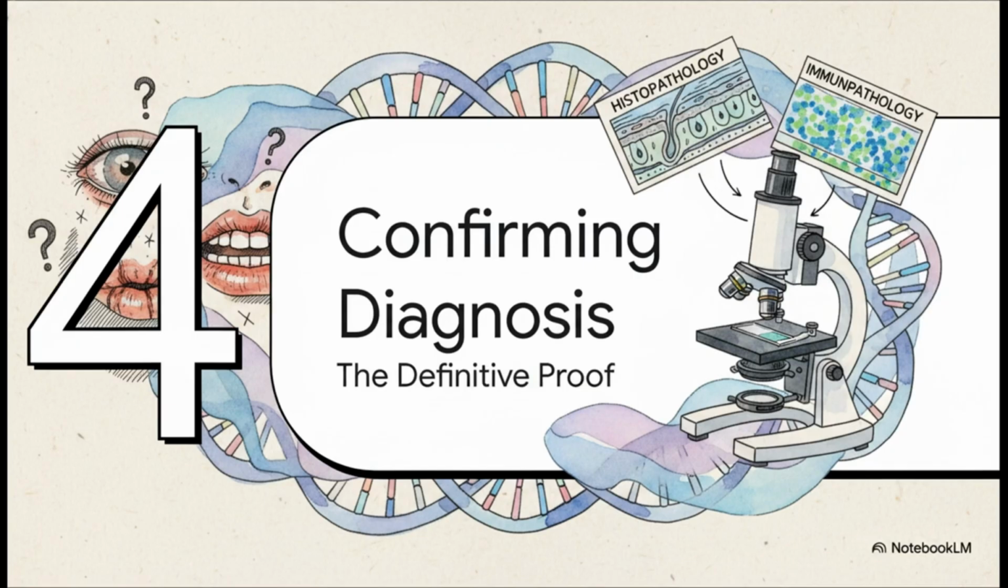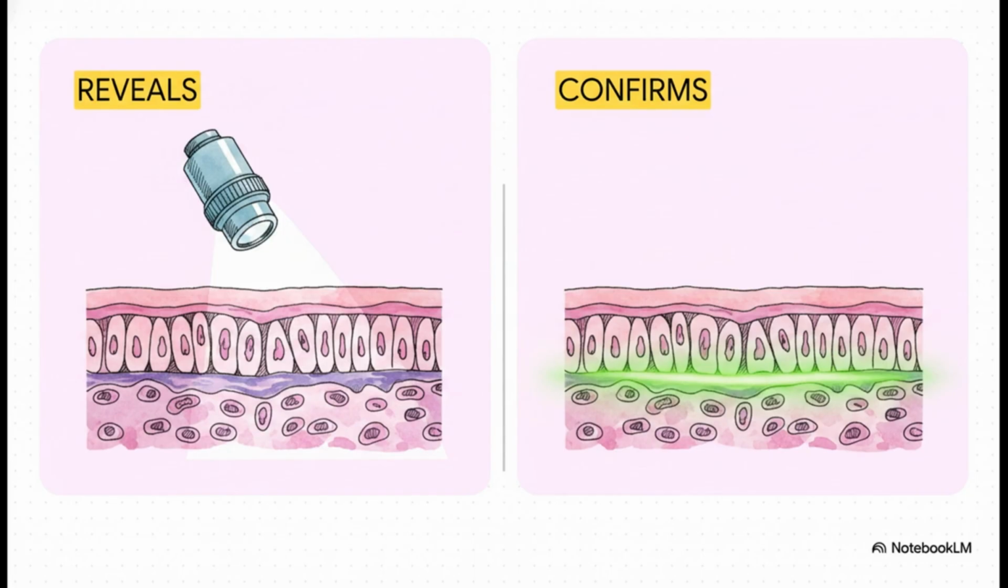To really lock in the diagnosis, we've got to turn to the lab. We rely on two main tests, and they each tell us a different part of the story. First, a standard biopsy. This reveals the problem. Under the microscope, we can see that clean split right where it's supposed to happen, just below the epithelium. But that doesn't tell us why it's split.